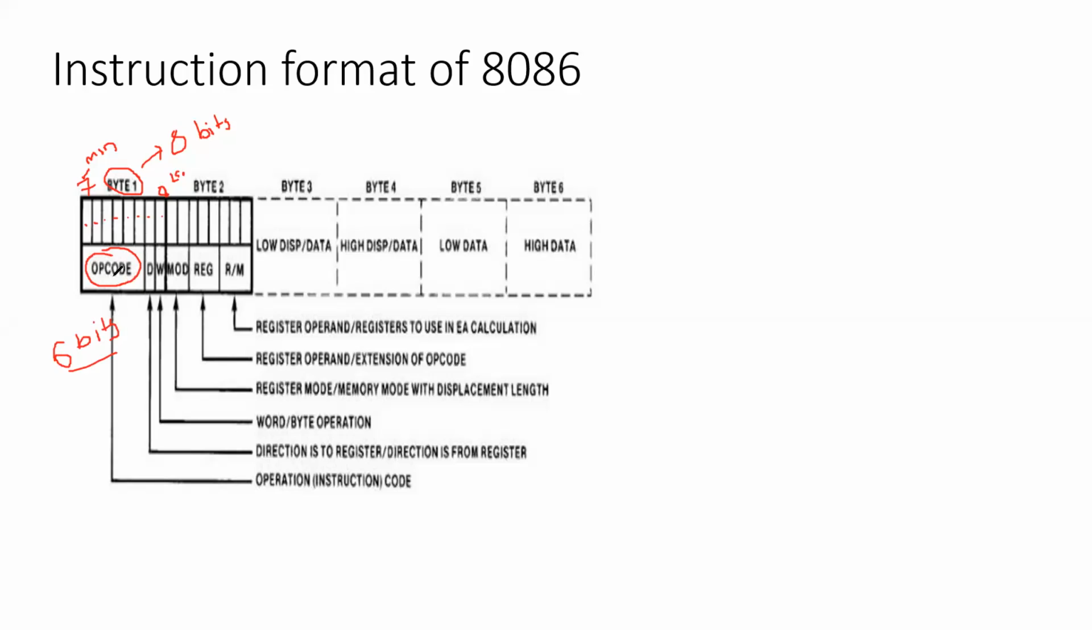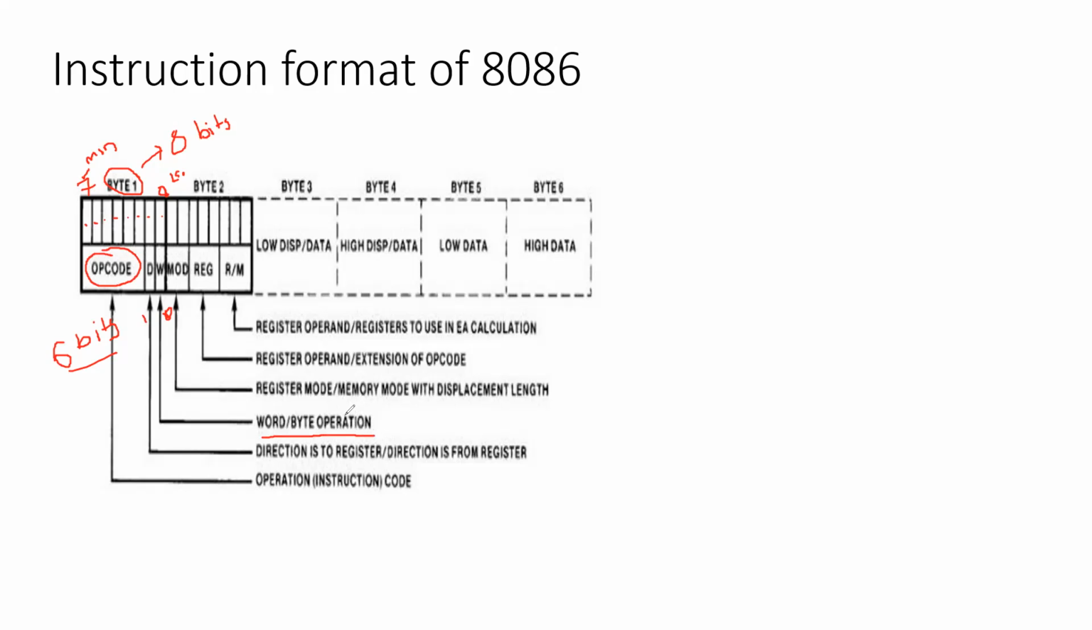Okay, so the opcode is occupying 6 bits. What are the remaining 2 bits specifying here? First, this is the 0th bit, and this is the first bit here. What is the 0th bit specifying? It is specifying word or byte operation.